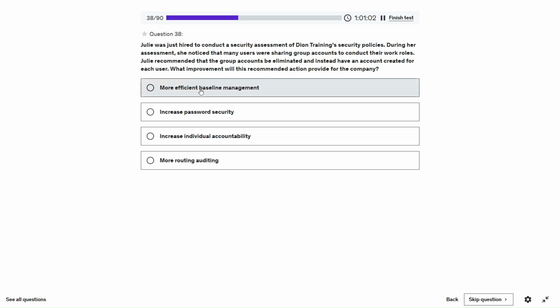So more efficient baseline management? No. Increase password security? No. Increase individual accountability is the correct answer.